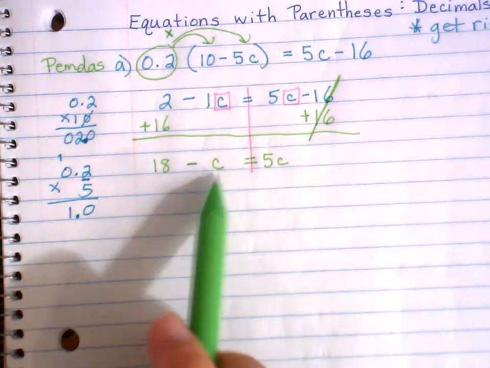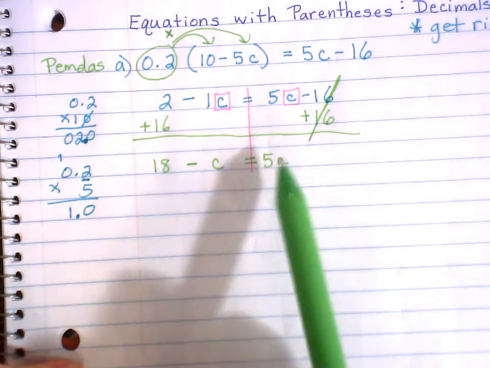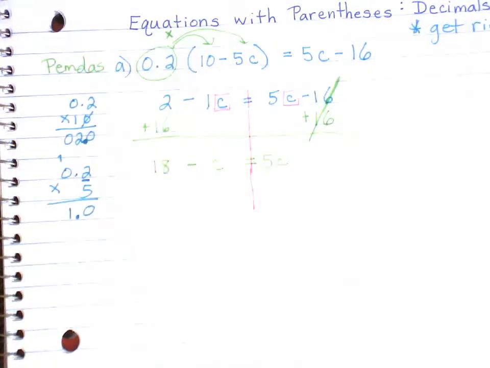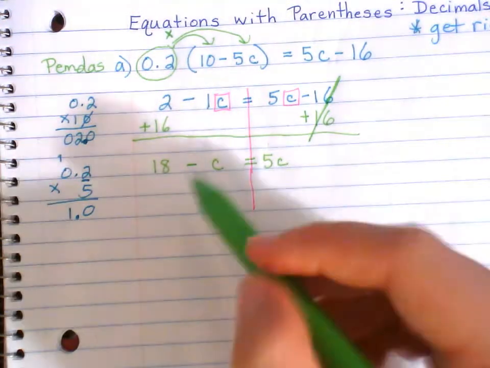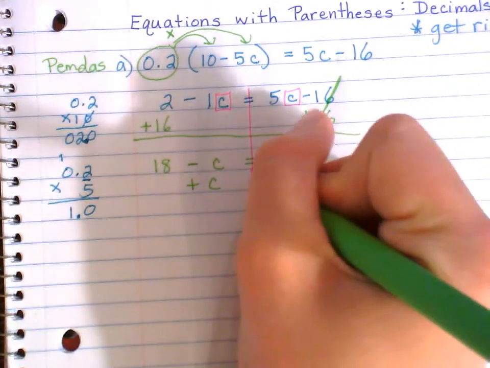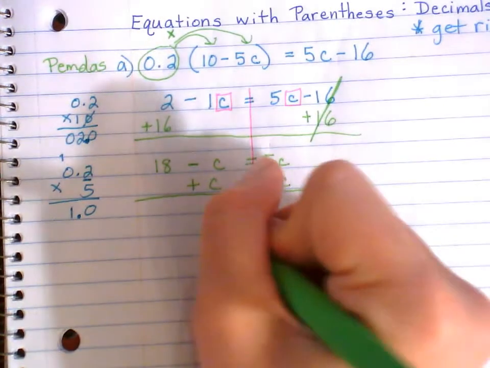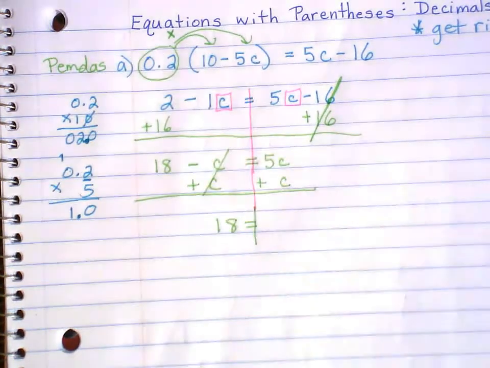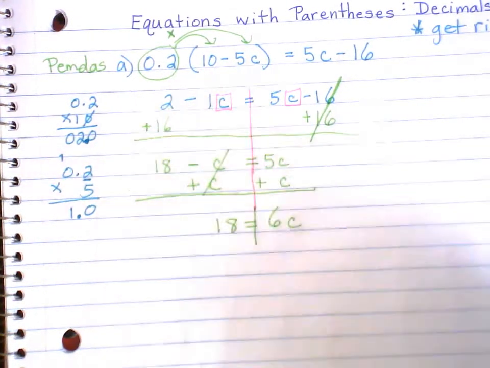Okay, but now we have to combine our variables. We have a negative c and a 5c. Remember, we want to get the variables on the other side of the equal sign from the whole number. So we're going to move this negative c over there. So what's the opposite of negative c or minus c? Oh, positive c or plus c. So you have to add c to both sides. So we still have this 18. We bring it down. Negative c plus c cancels out. 5c plus 1 more c, 6c.